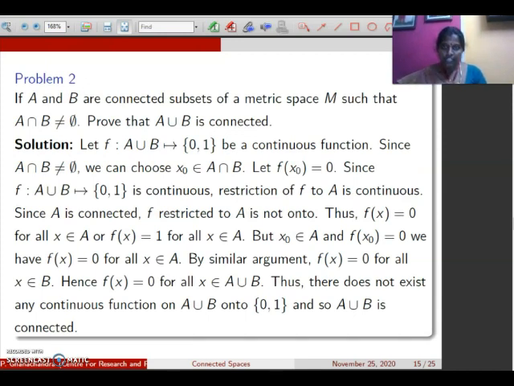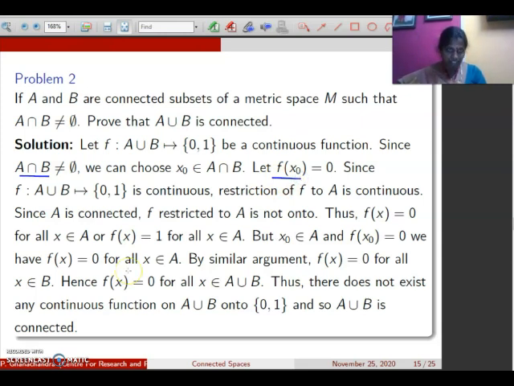And another problem: if A and B are connected subsets of a metric space M such that A intersection B is not empty, prove that A union B is connected. For this, we define a function f from A union B to {0, 1} to be a continuous function. Since A intersection B is not empty, there is an element x0 that belongs to their intersection. And assume that the value of f of x0 is 0.